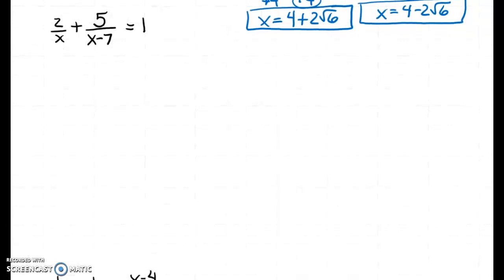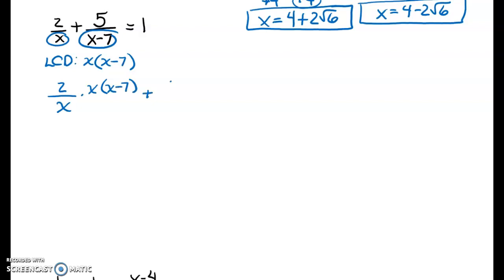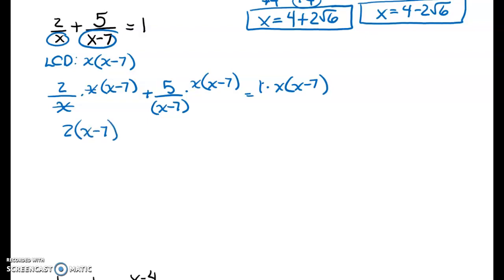Okay, so when we have fractions in our equations, we want to multiply by the LCD. So I know that my LCD in this one is going to be x times x minus 7. All right. So I'm going to multiply every term on both sides of the equation to eliminate my denominator. So I'm going to take my first term here, multiply it by the LCD. I'm going to take my second term here, multiply it by the LCD. And then I'm going to take my term on my other side, and multiply it by the LCD. So now I'm going to go and reduce the common factors.